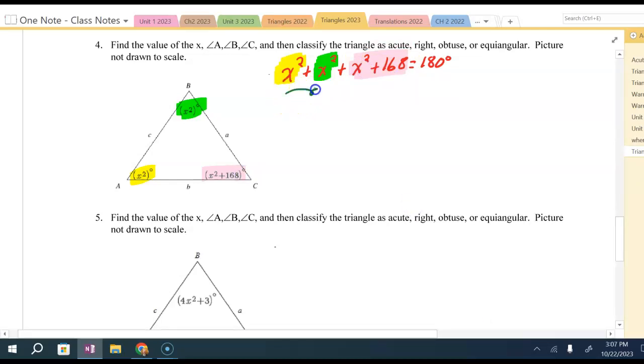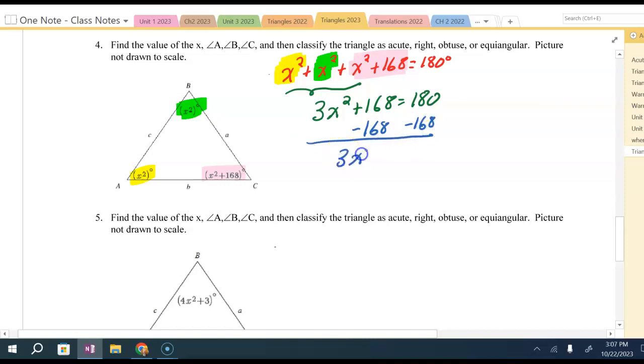Combining like terms, the x squareds add up to 3x squared. Then you can subtract 168 from both sides. You'll get 3x squared is equal to 12. Divide by 3. x squared is equal to 4. So x is equal to plus or minus the square root of 4. So x is plus or minus 2.